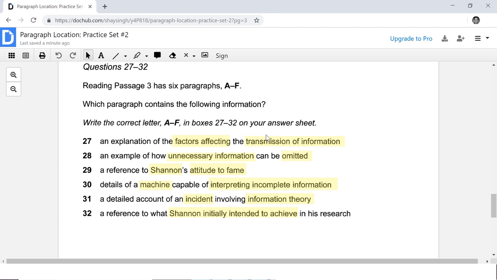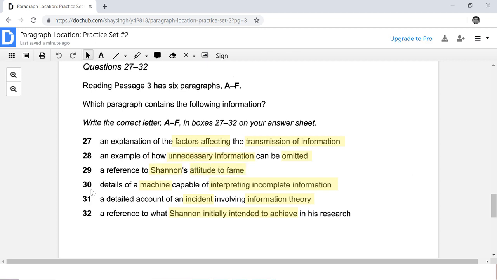So remember, in paragraph location questions, we are looking for very specific information. So here we are looking for the specific factors that are affecting the transmission of information. For question number 28, we are looking at an example of how unnecessary information can be omitted. So unnecessary information is going to be a keyword, and omitted. Omitted means to remove. For question number 29, I've marked Shannon and Shannon's attitude to fame. That's what we are looking for.